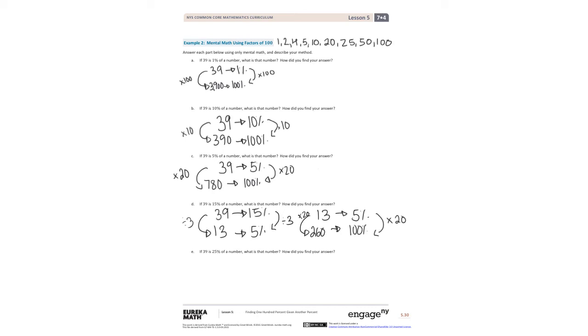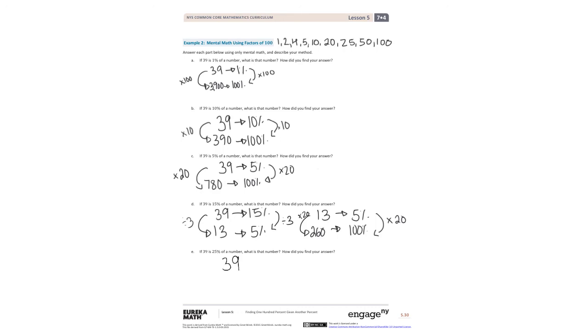15 is not a factor of 100, but again, 15 and 100 have a common factor of 5. And so if 15 is 39, then because 5 equals 15 divided by 3, 5% is 13, which equals 39 divided by 3. Therefore, with 5% intervals in 100, there are 20 intervals of 13 in the whole. All right, E. If 39 is 25% of a number, what is that number? And how did you find your answer?